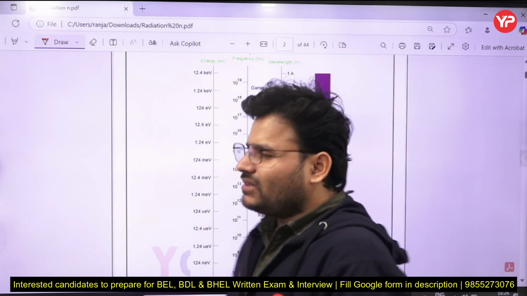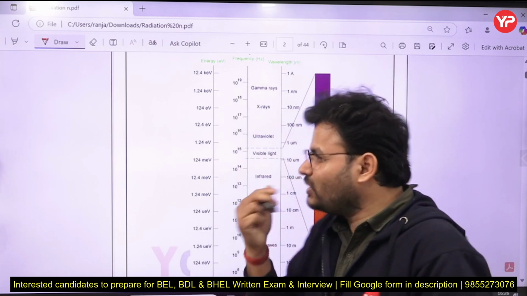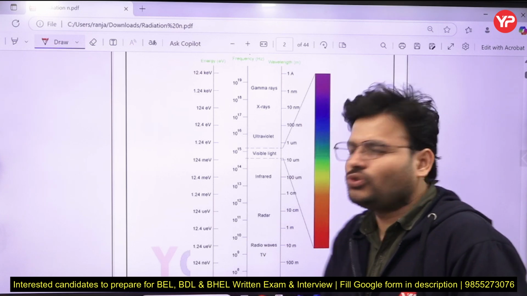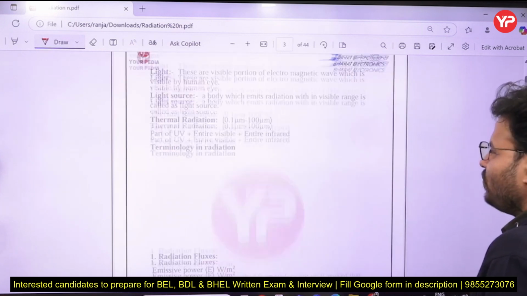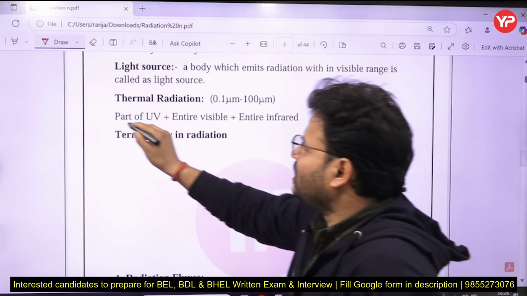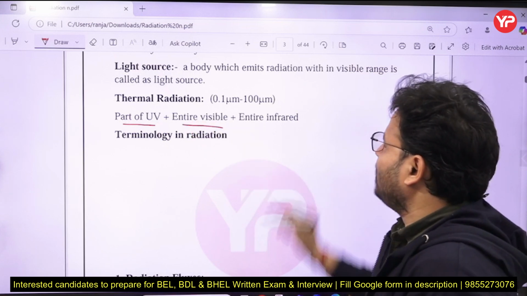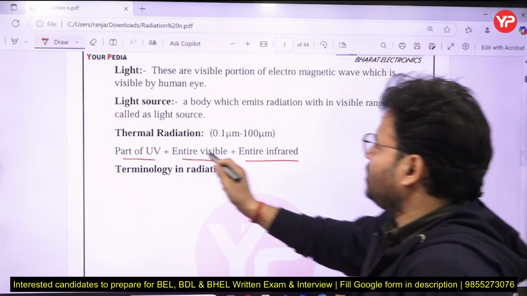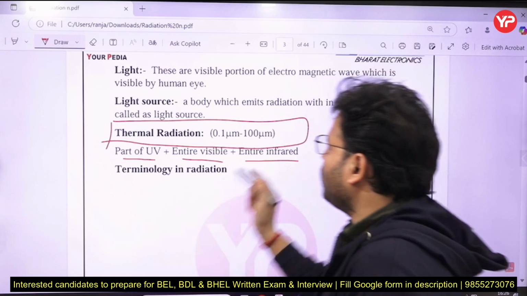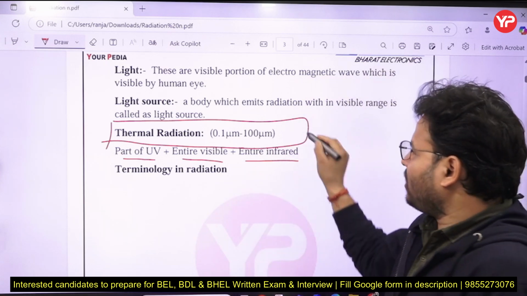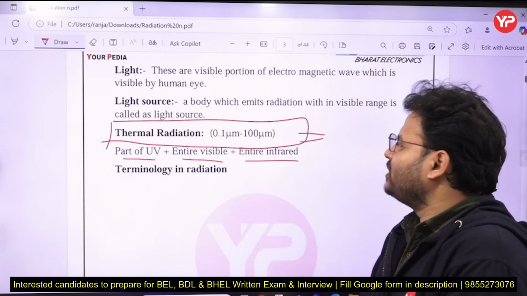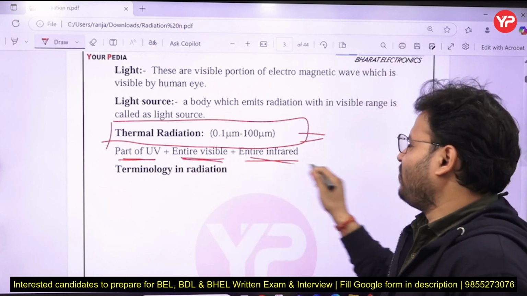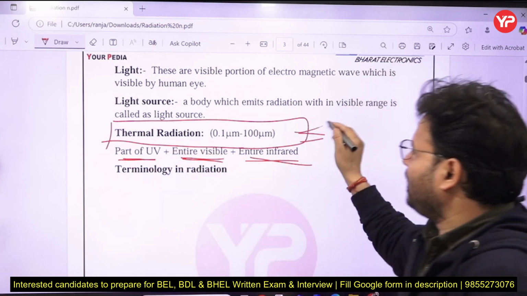Now the question is, sir, from the sun a different range of wavelengths is coming, so are all capable of producing a thermal effect? No, my dear friends, just try to keep in mind that the thermal effect you are going to feel is only because of some part of ultraviolet radiation, the entire visible and the entire infrared range. So what is thermal radiation? The wavelength which falls from 0.1 micrometer to 100 micrometer comes under the category of thermal radiation. In this, some part of ultraviolet rays will come, visible is totally coming, and infrared is totally coming. That comes under the category of thermal radiation. Try to keep in mind that this question is going to be asked.